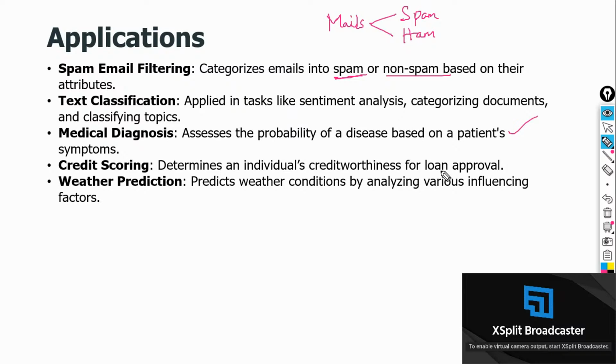Credit scoring. This is related to the banking sector. For loan approval, what bank people generally do is go through all your transactions, your CIBIL score, your history, your past as part of the bank. Were you paying your loans and EMIs on time or not? They cross-check everything, and then they can give you some kind of credit for the loan approval. And weather prediction.